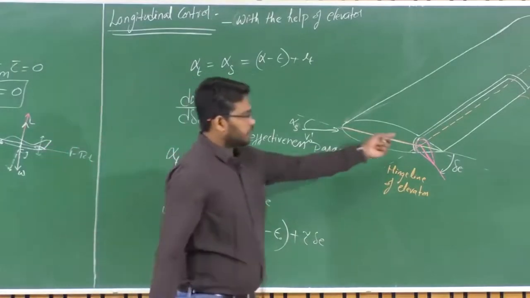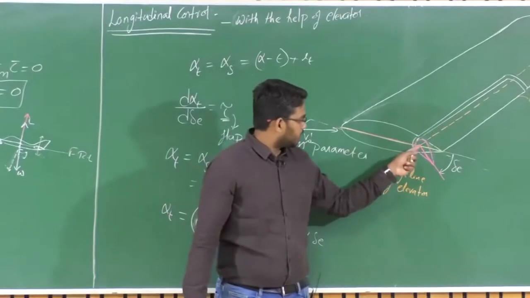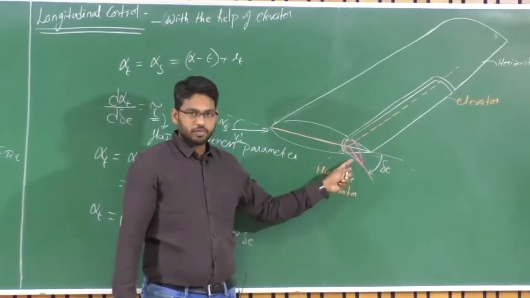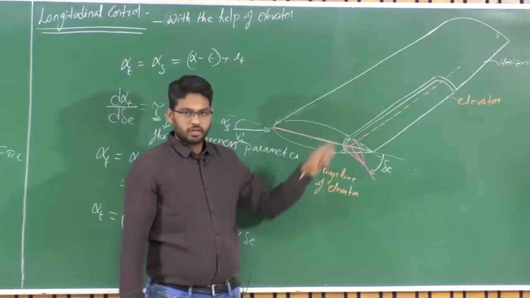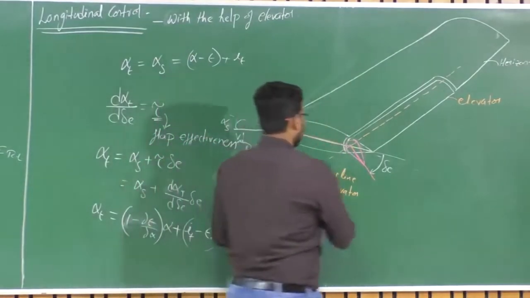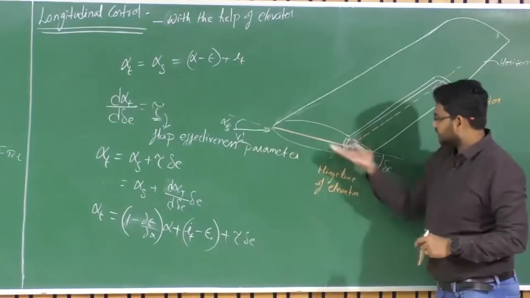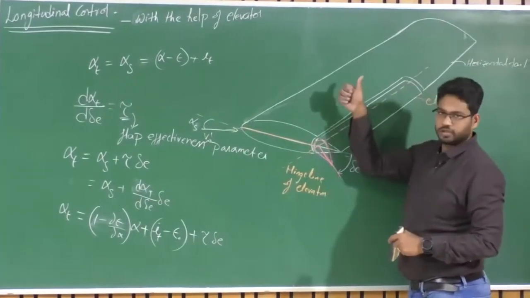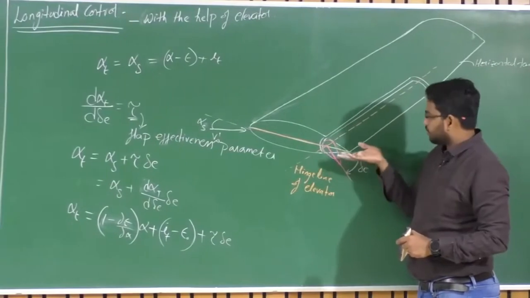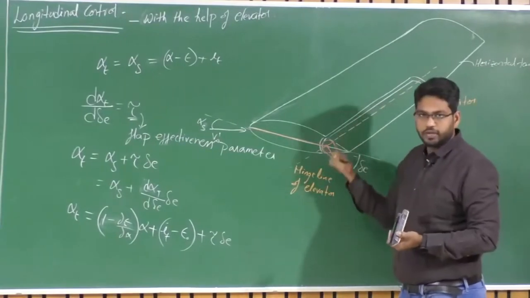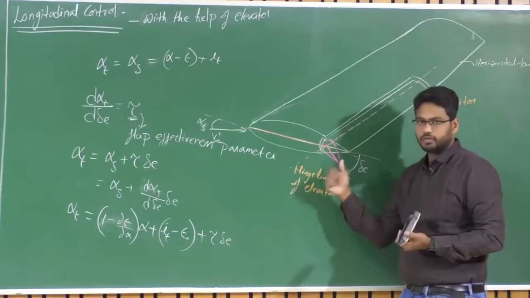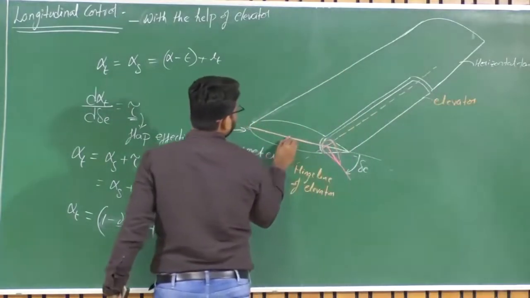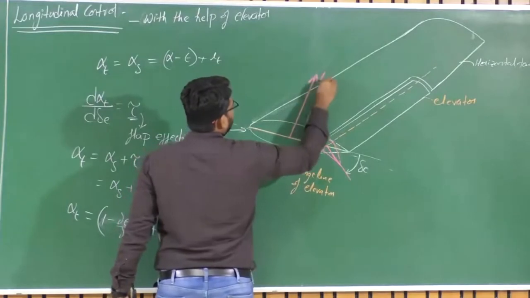Now again coming back to this figure, when there is delta E deflection, there is a change in camber, that means there is a change in lift, am I correct or not? In layman's language, it is trying to obstruct the flow here, so the flow will exert a force in the opposite direction. Now for a positive elevator deflection, when the elevator is deflected downwards, there is an upward force at the tail, right?